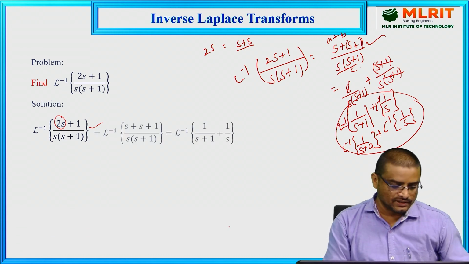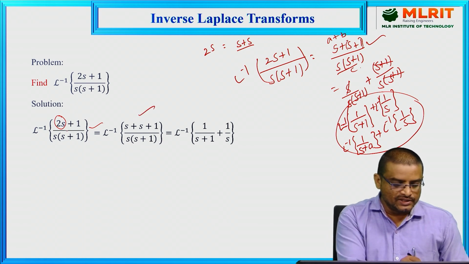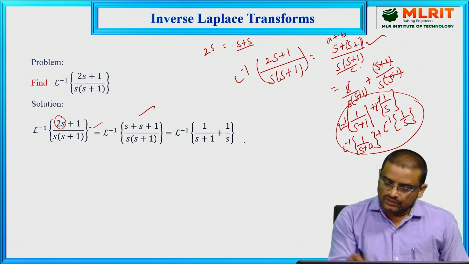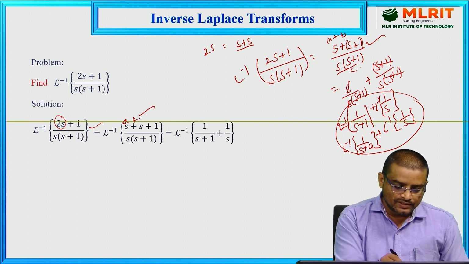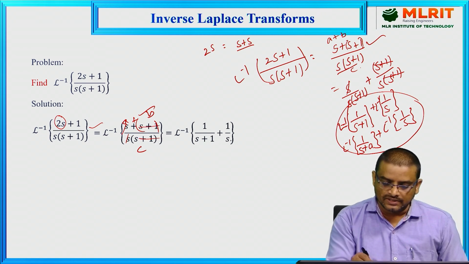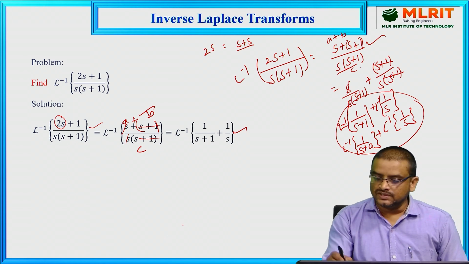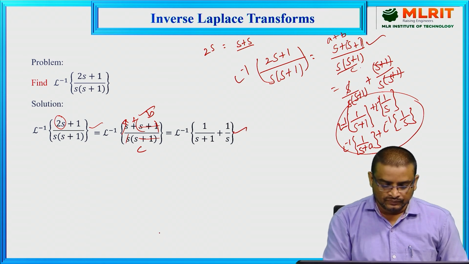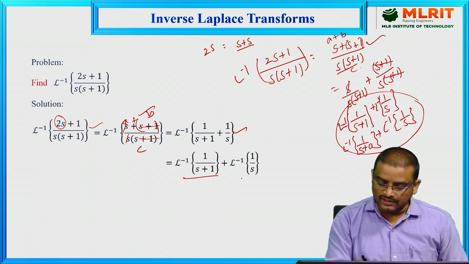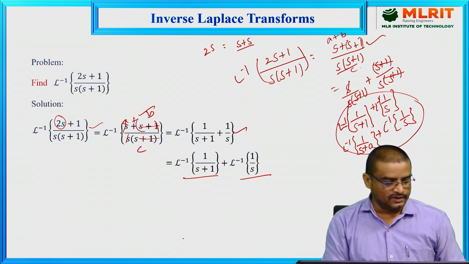Okay, now let us see. So as usual, 2s can be written as s plus s plus 1. Now similarly this is a plus b by c, you consider this term as b and this entire term as c. So a by c, s gets cancelled, so this is our remaining, and b by c, this s plus 1 gets cancelled, you will get 1 by s. Finally this is the procedure we followed here. And now apply the linearity property, L inverse of first term plus L inverse of second term.